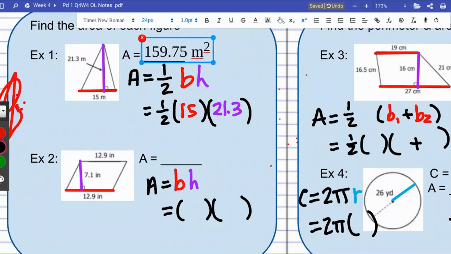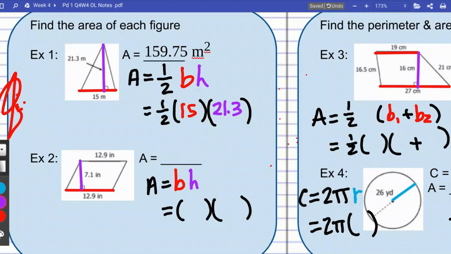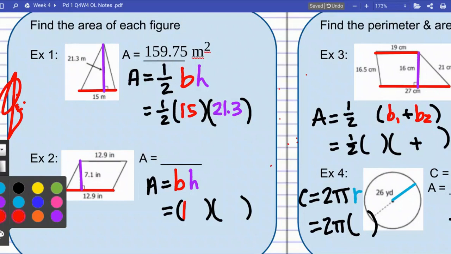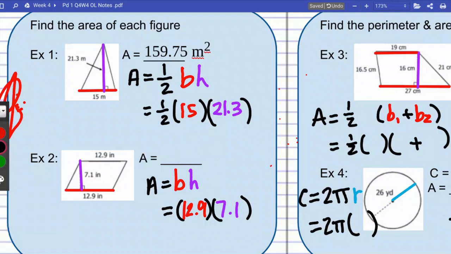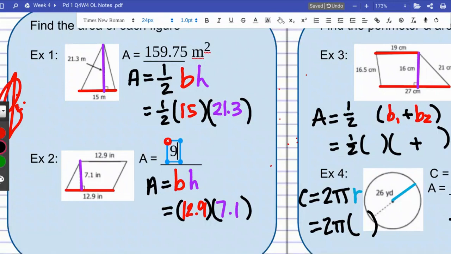If I want to find the area of a parallelogram, the formula is just base times height, where in this case my base is 12.9 and my height is 7.1. So I'm going to take those two numbers, we're going to multiply them together. 12.9 times 7.1. We do that, we get 91.59. So the area is going to be 91.59. Our units are inches. Since we're doing area, it's going to be inches squared.